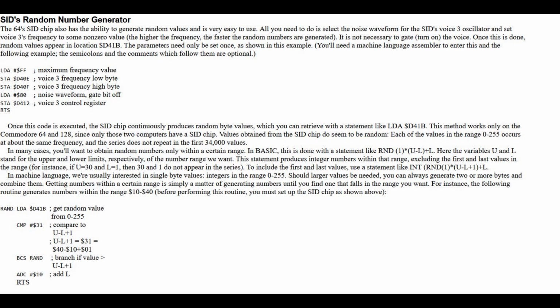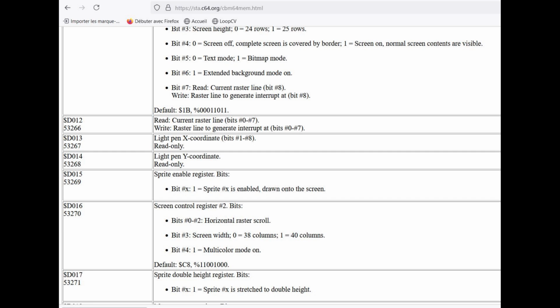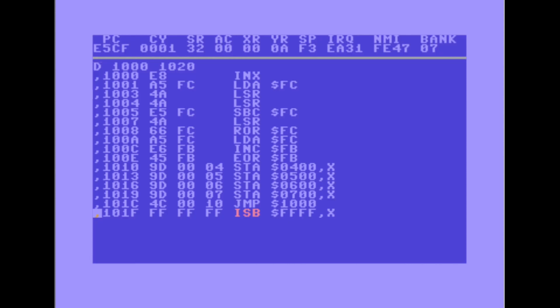address D41B, but prior to this you need to activate the frequencies at the addresses D40E, D40F and D412. You can also use the raster beam value generated at the address D012, and here is a code generating 256 different values from 0 to FF in hexadecimal each time.